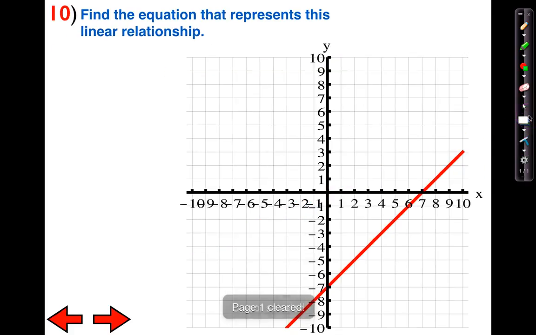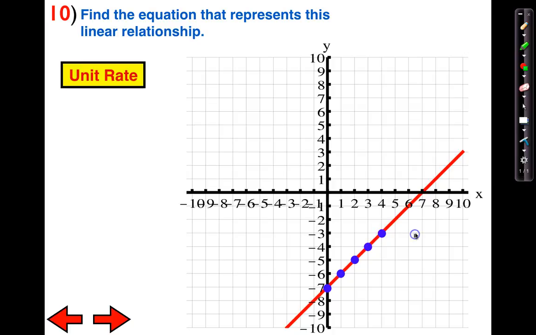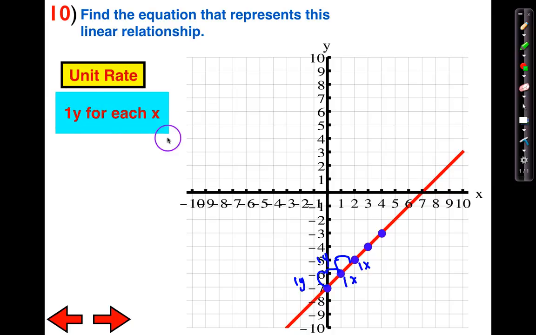Okay, so now go ahead and also pause for number 10 and try this one on your own. Okay, so we're back. First things first, find those nice ordered pairs that you can find on the graph. Here, if you're wondering why I'm jumping straight to unit rate versus finding a rate, it's because I can see how much it's moving for each 1 x. For 1 y, it's moving over 1 x. Because it's per 1 x, that is my unit rate. So for each one, it's 1 y for each x.